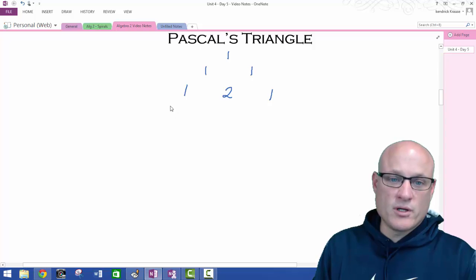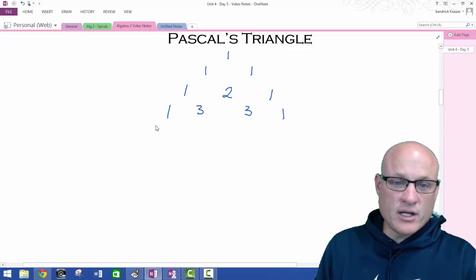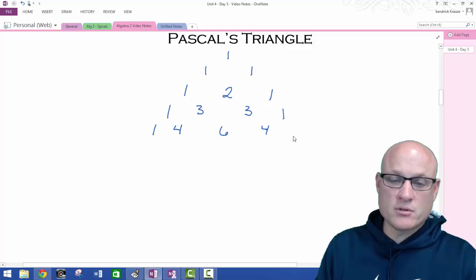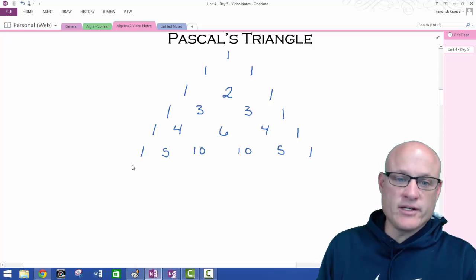Then we start with 1. We add these two, I get 3. I add these two, I get 3 and 1. I'm not going to get a lot of room here. I have to start making this smaller. 1, 4, 6, 4, 1. 1, 5, 10, 10, 5, 1. Try to get to 10. See how neat I can be.